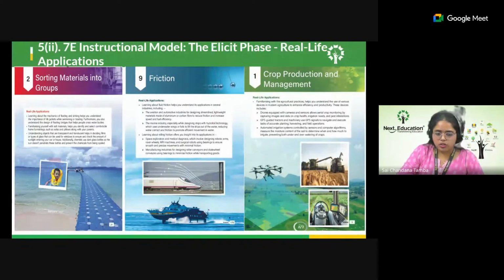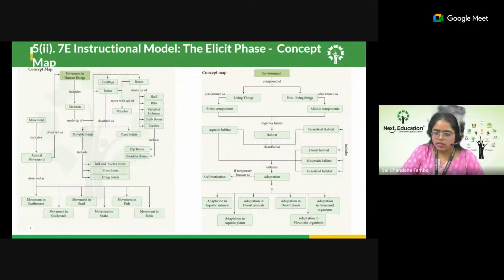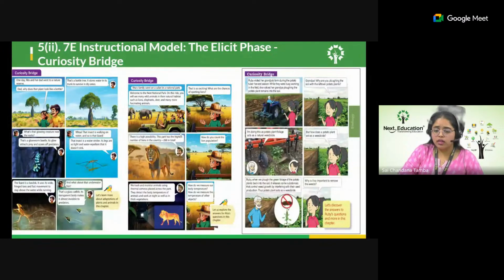Next, the second page, if you see, of the chapter is the concept map, where we are giving in a flowchart form what all concepts they are going to deal with, what all sub concepts they are going to deal with in this chapter. Then comes the curiosity bridge. This is again a particularly interesting aspect in the book. This again comes under the elicit phase.